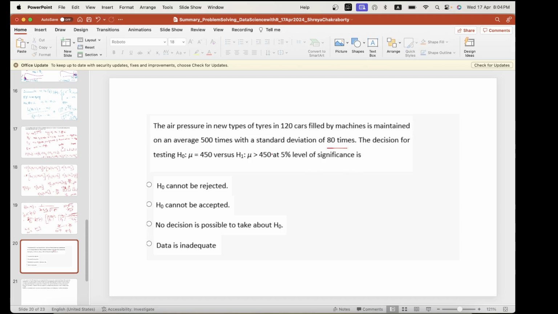So here this is a one sample mu test. So H naught is mu equal to 450, and we'll assume that air pressure follows normal mu and 80 square, because sigma equal to 80 is given, known.